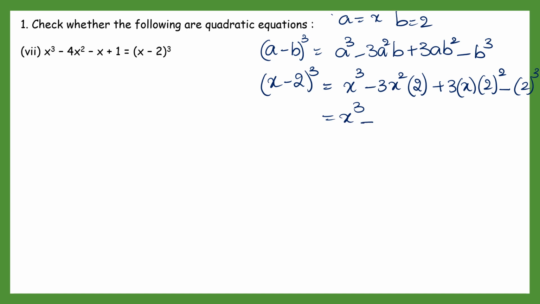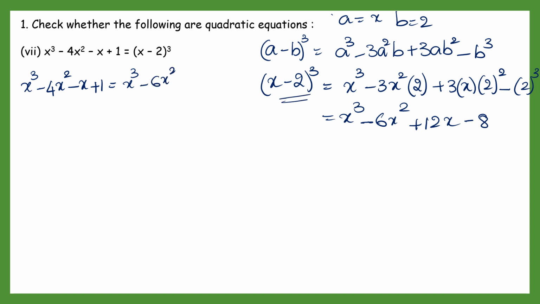So x cube minus 3 into 2 is 6, 6x square, plus 2 2s are 4, 2 square is 4, 4 into 3, 12x, 2 cube, 2 2s are 4, 4 2s are 8. So you got x cube minus 4x square minus x plus 1 is equal to x cube minus 6x square plus 12x minus 8, where x minus 2 whole cube you already solved here. x cube will get cancelled on both sides. On the left side you have x cube, on the right side you have x cube, so it gets cancelled.